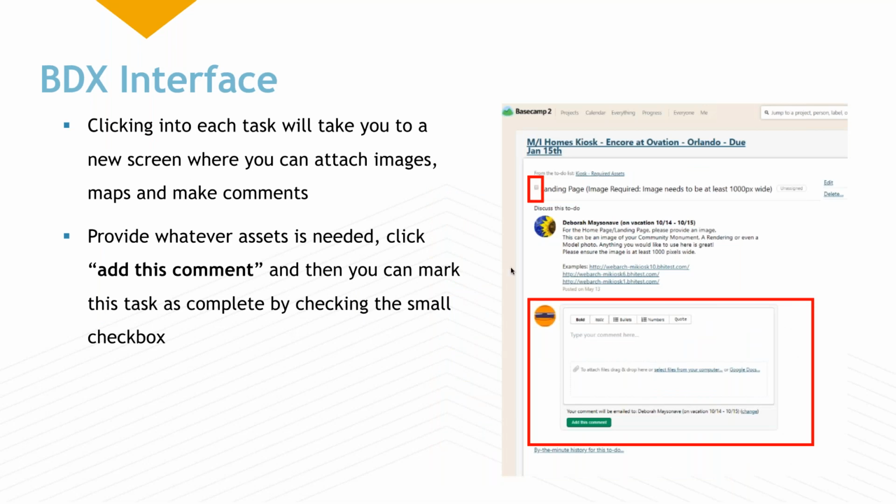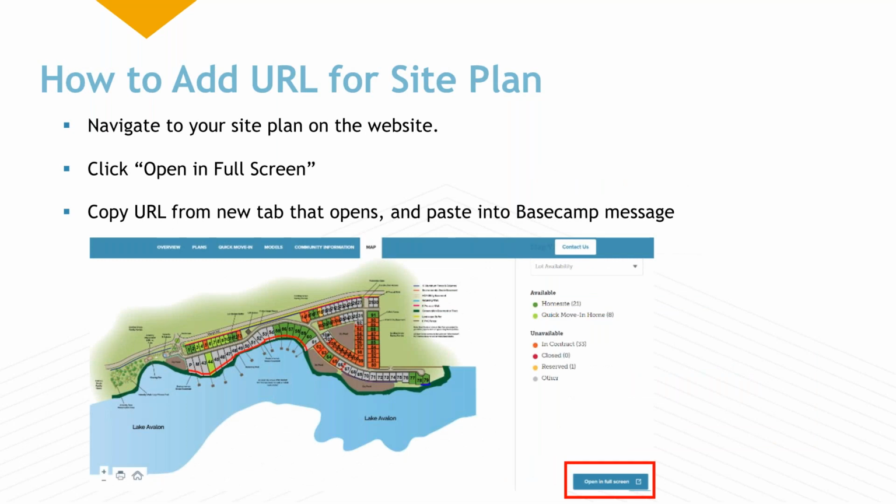So what you'll do is you'll just click into each task, and then a new screen will appear where you can attach those images, links, anything that you need, and you'll just add it to the comments there. And then BDX will get that set up for you. Once you have provided the assets that are needed, you can checkbox this little tiny checkbox up here, and that just marks your task off the list, and BDX knows that there's content in there.